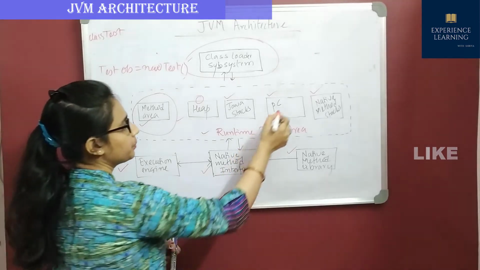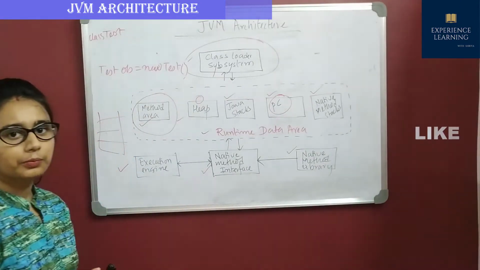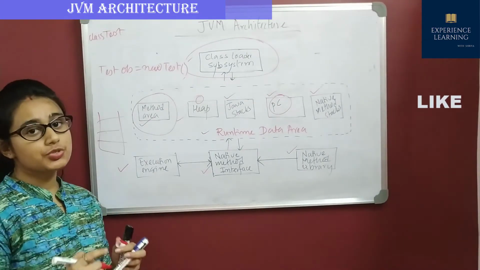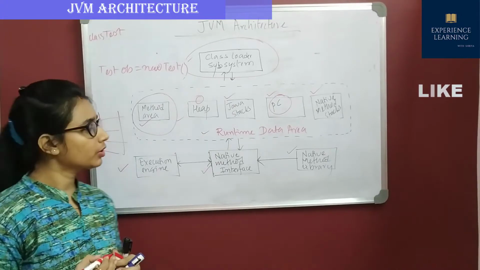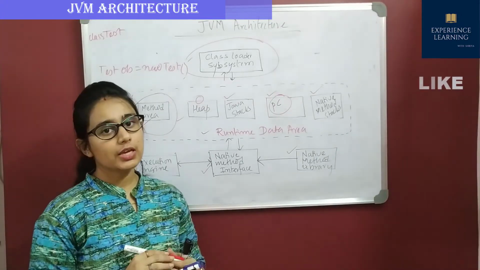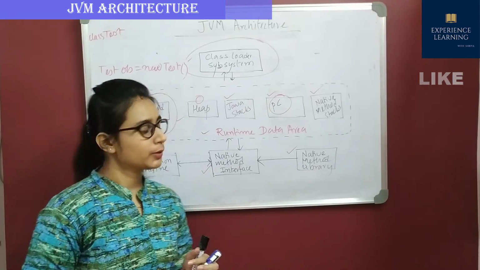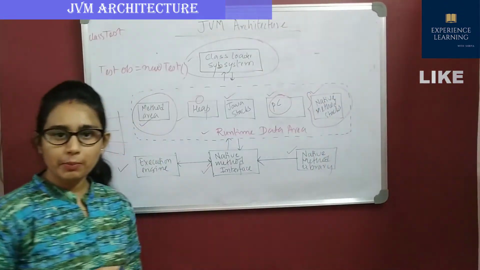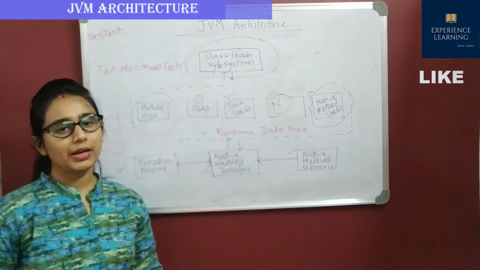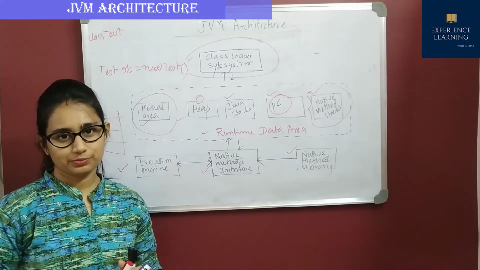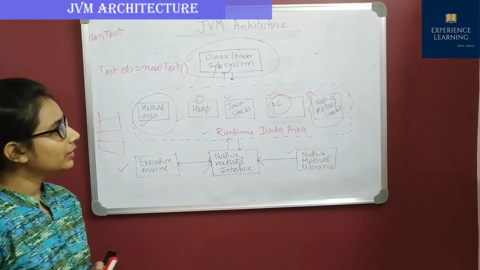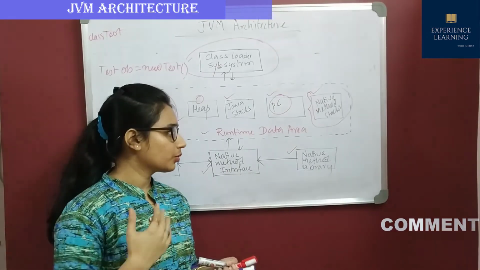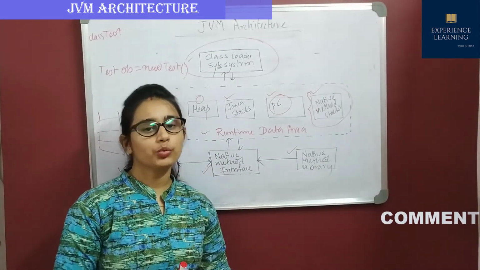Next is the PC, the program counter. What is its function? The program counter just keeps track of the next instruction to be executed. This is the native method stack. Remember one thing, the Java compiler is actually written in C. So in the native method stack, the C and C++ programs which are required to run this are going to be executed.